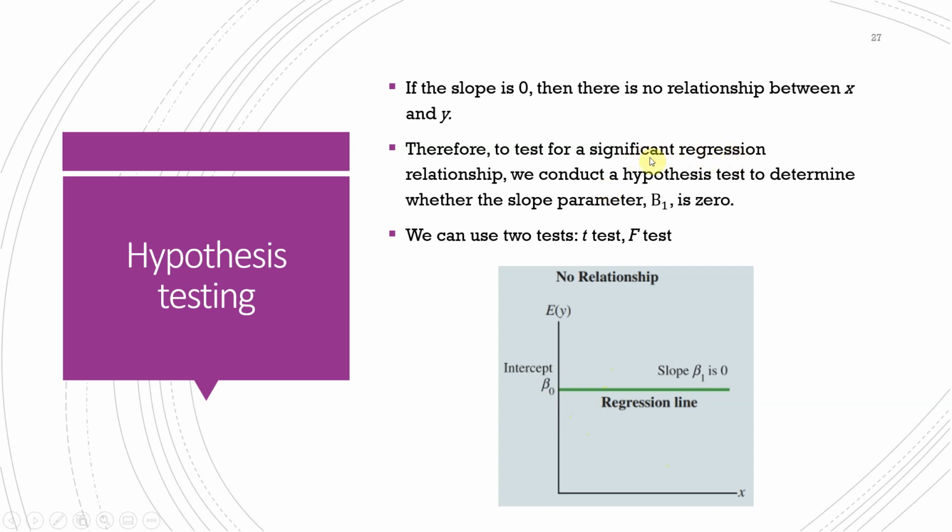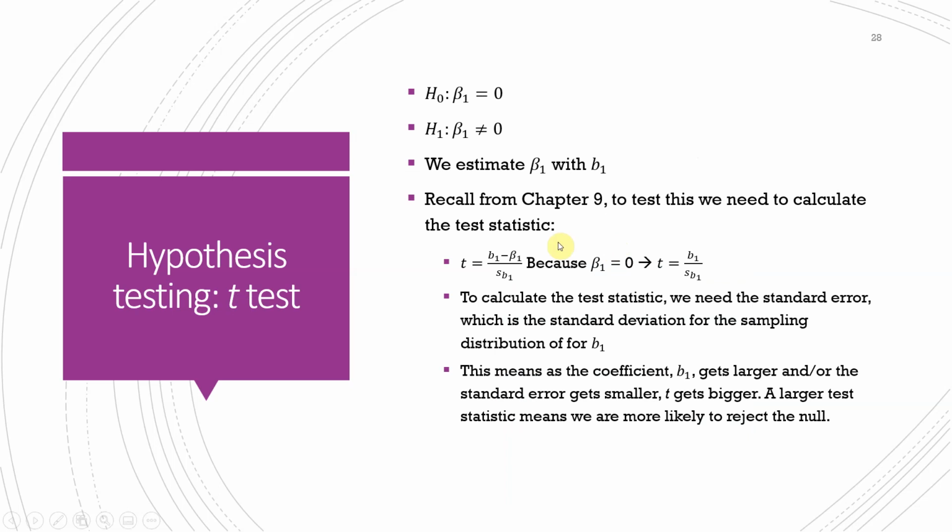So that's what we're going to do: test for a significant regression relationship. We can conduct a hypothesis test to determine whether the slope parameter is 0 or not. We can use two tests. Right now we're going to talk about the t-test, which we've seen before. In hypothesis significance testing, the first thing we do is state our hypotheses. Our null is that the slope parameter beta 1 is equal to 0. The alternative is that it's not equal to 0. Again, we estimate beta 1 with b1.